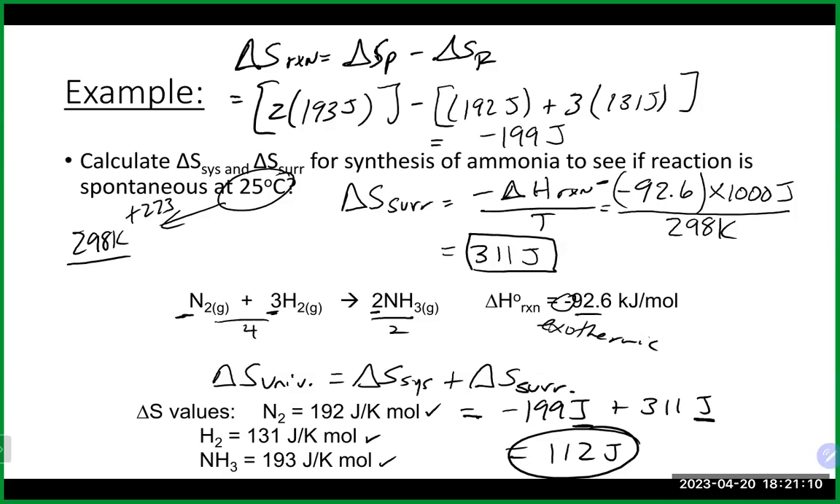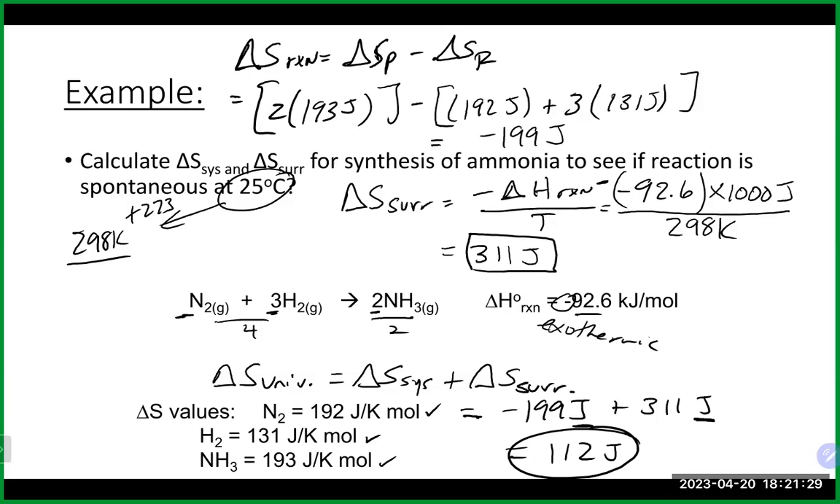Okay. So this is obviously what you would want to calculate if you want to use delta S to determine whether or not a reaction is spontaneous. And to do that, you would need to know the delta H of the reaction. If you don't know it, you might have to look it up.